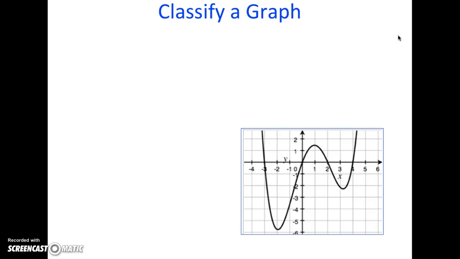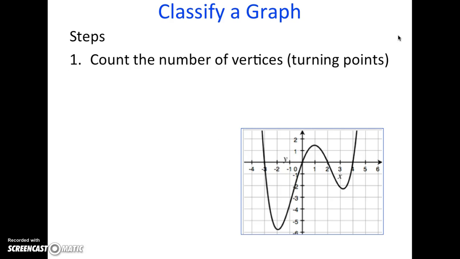So the process for classifying a graph is a little different. The first step is to count the number of vertices or turning points. So go ahead and take a moment, see if you can count the number of vertices or turning points. Great, you probably noticed that there are 3 vertices. Remember, vertices are where the graph changes the direction. So there are 3 areas where that happens.